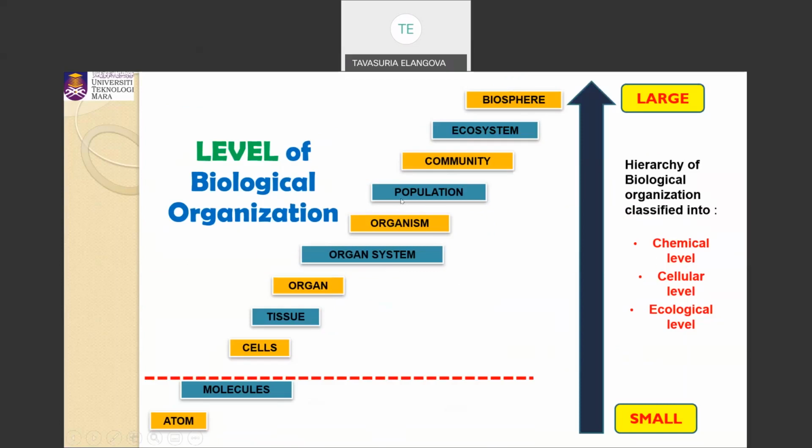This hierarchy can be classified into 3 levels: chemical level, cellular level, and ecological level. Chemical level means atom until molecules. Cellular level means cells until the organism, and then the ecological level is organism until the biosphere. So you have to know the hierarchy and also the examples for each of the levels.